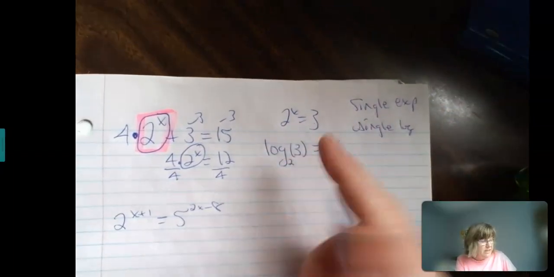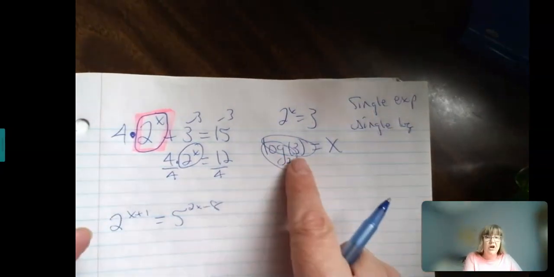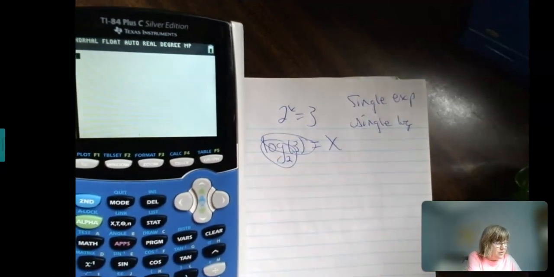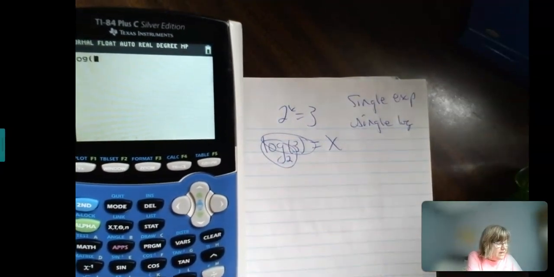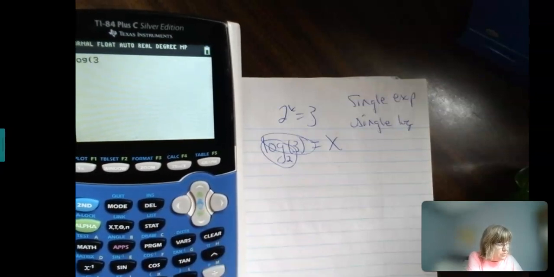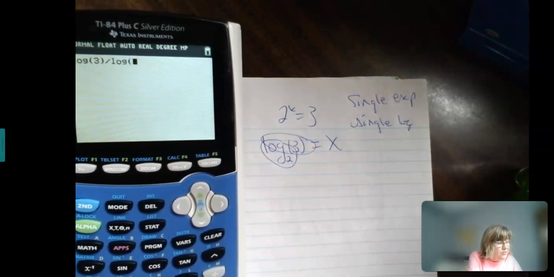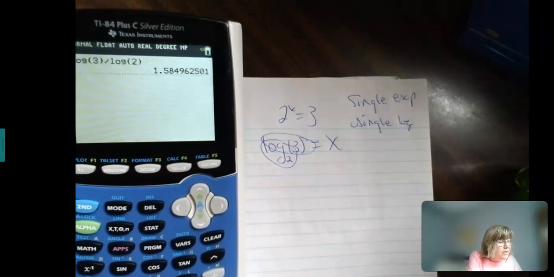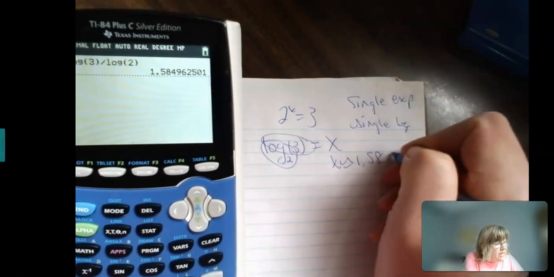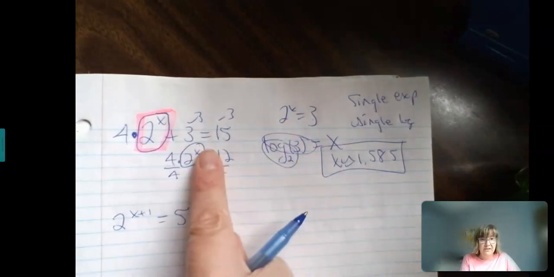Do you see how that becomes linear? And I do the change of base formula just because I think it's easier. So I do log of the big over log of the little. But if you have a calculator where you can just type it in other bases, then go for that if you want. And it doesn't matter if you do natural log or normal log base 10. So log of the big over log of the little. What do I get? X is approximately 1.585. Okay, so single exponential, single log, but you have to isolate first.